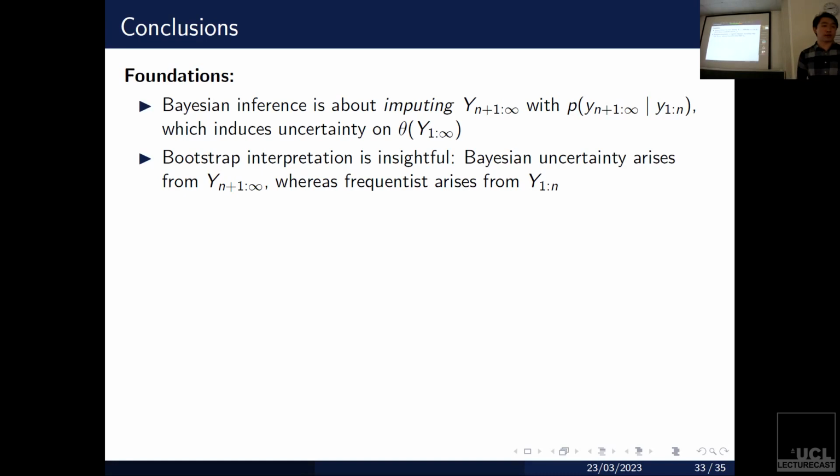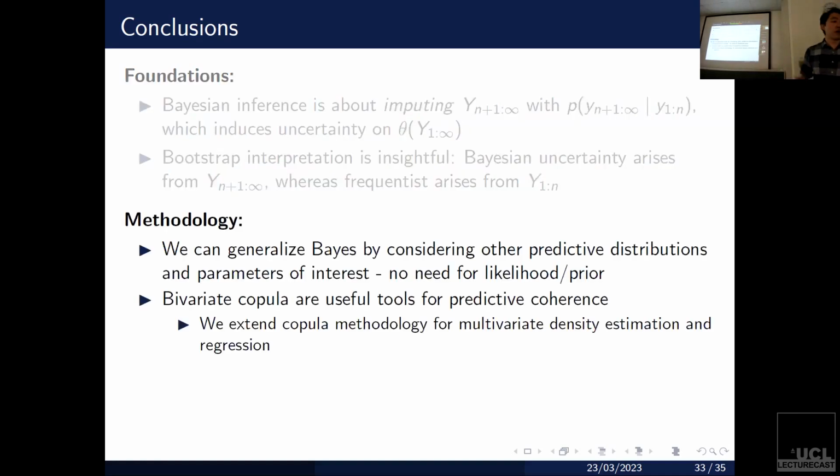We find the Bootstrap interpretation to be really insightful. Bayesian uncertainty arises simply from the size of the population that you're interested in computing uncertainty for. It doesn't necessarily have anything to do with a prior, but you're free to use a prior to construct your predictive. It's also a broadening of the methodology, at least we hope so, in that you can generalize Bayes beyond the likelihood and prior. Again, the Bayesian parametric or even the non-parametric framework is a special case of the Martingale posterior, but you're now free to choose at least a broader class of predictive distribution and parameters of interest.